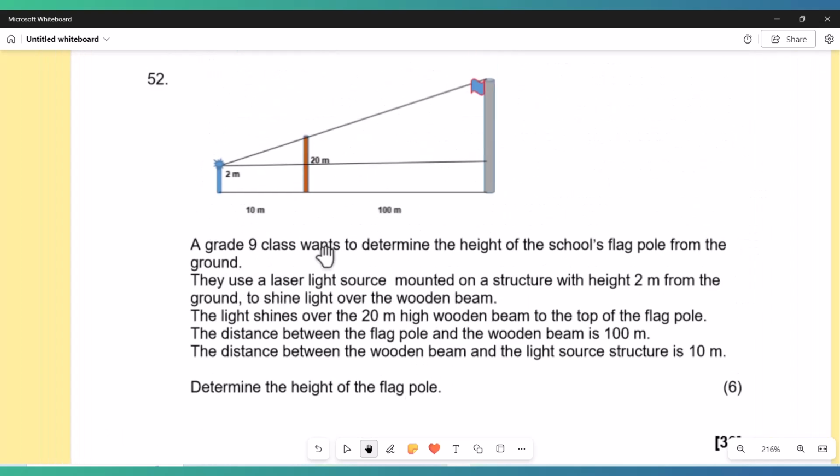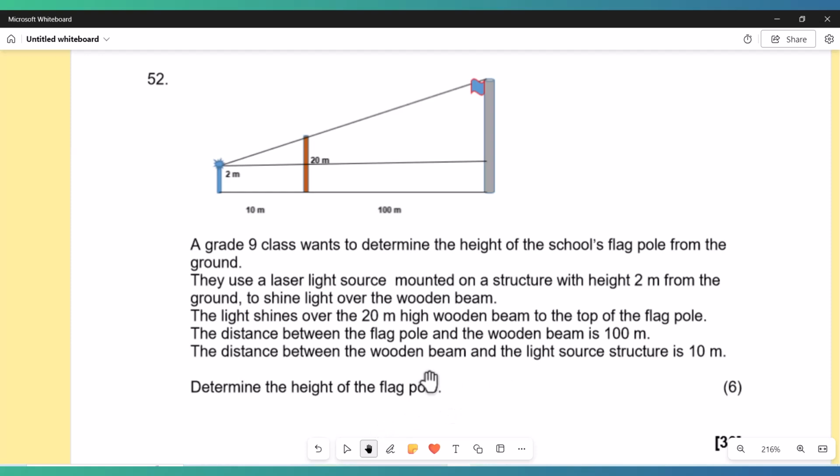Question 5.2. A grade 9 class wants to determine the height of the school's flagpole from the ground. They use a laser light source mounted on a structure with height 2 meters from the ground to shine light over the wooden beam. The light shines over the 20-meter high wooden beam to the top of the flagpole. The distance between the flagpole and the wooden beam is 100 meters. The distance between the wooden beam and the light source structure is 10 meters. Determine the height of the flagpole.